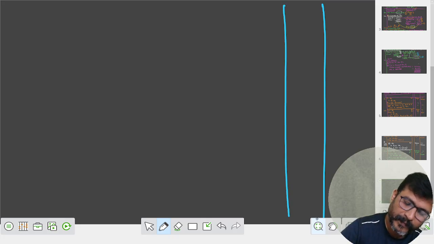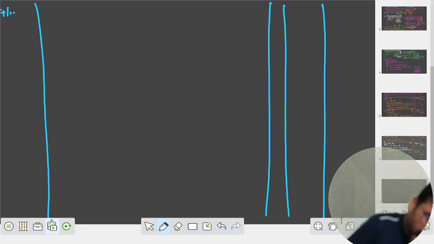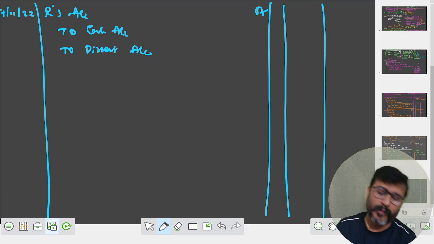When? On the same date, that is on 4th November 22. Amount is paid to whom? R. R's account debit to what? Cash account, to discount account. How much amount is paid to R?